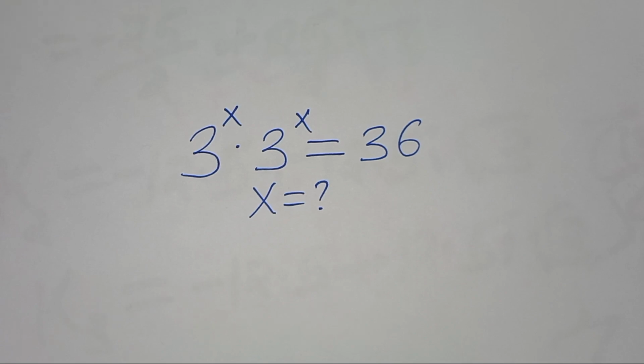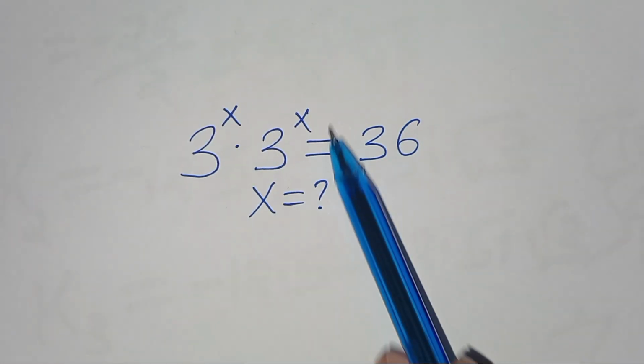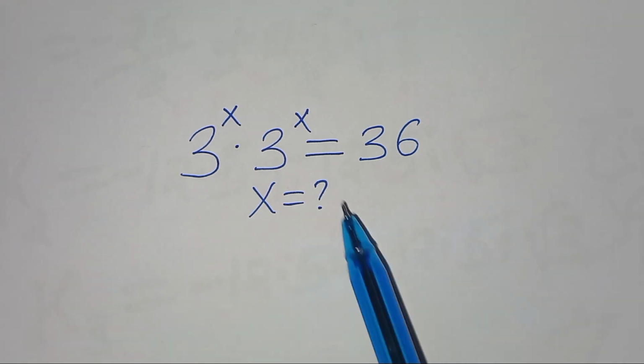Hello everyone, you're welcome to solve this nice exponential equation, which is 3 to power x times 3 to power x is equal to 36. So what is the value of x?